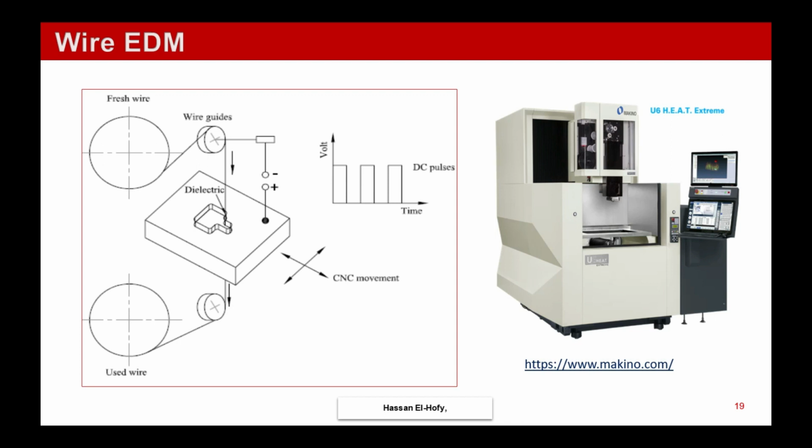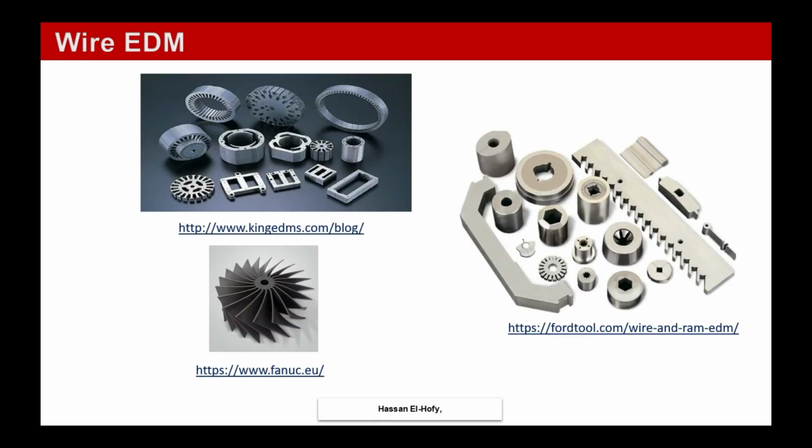We have here many variables: the wire speed, wire diameter, wire tension, power supply characteristics, pulse on time, pulse off time, and pulse current. The feed is controlled by a servo control system, as in the case of sinking EDM. These are typical applications of wire EDM.